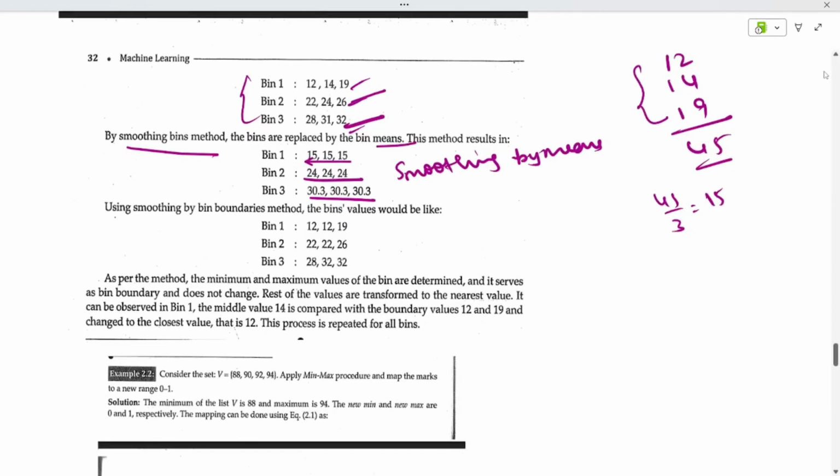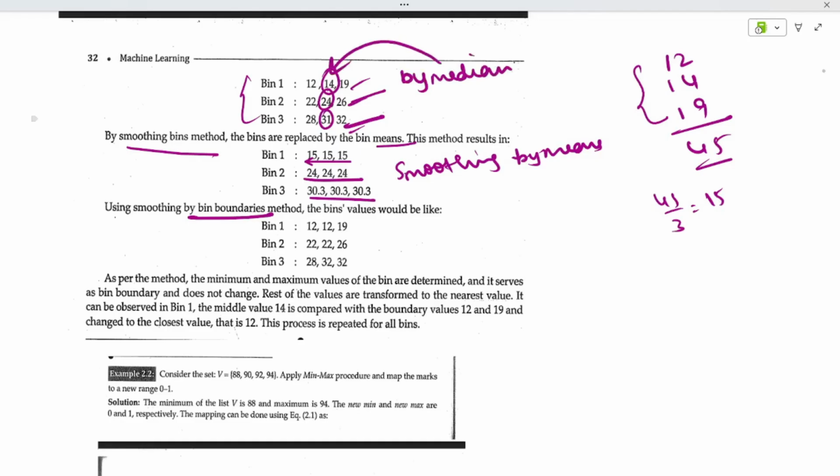Next method would be by median. In the place of the mean, you have to find the median, which is the middle value, and you will replace the bin elements with it in the second method. This is the second step, by median. That is what I said about the median.